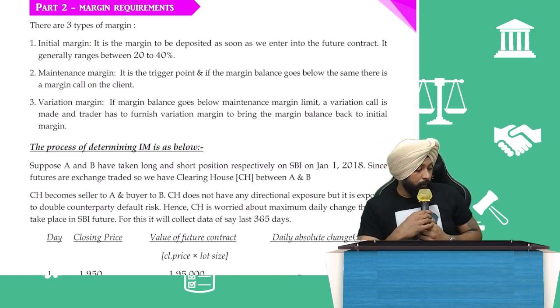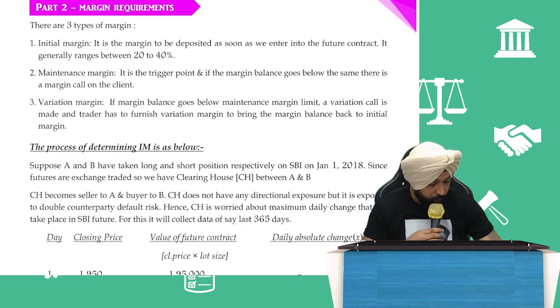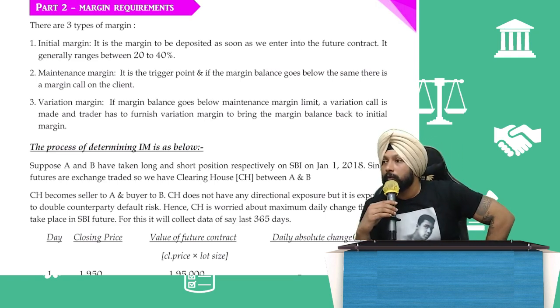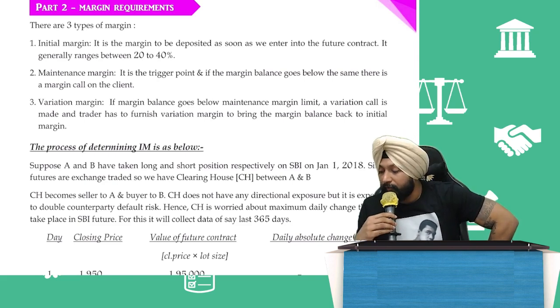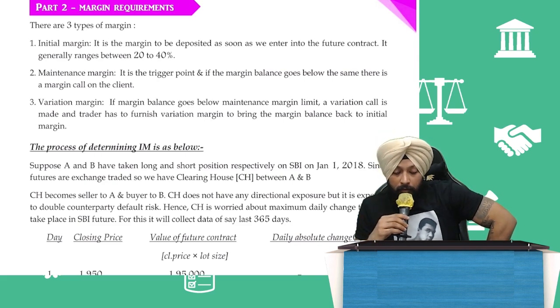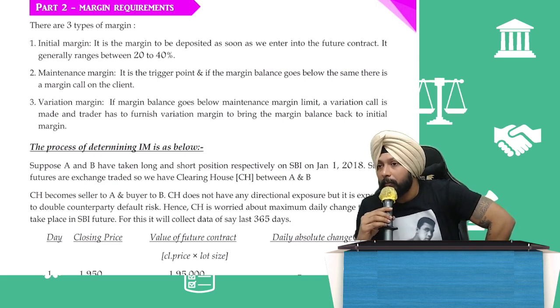I told you, because in futures, we only take a position and we do not get delivery of the shares. So you have to only pay initial margin. This initial margin can be 20, 25, 30% of the overall exposure. What is exposure? Exposure is the price of the share into lot size. That is the total exposure.